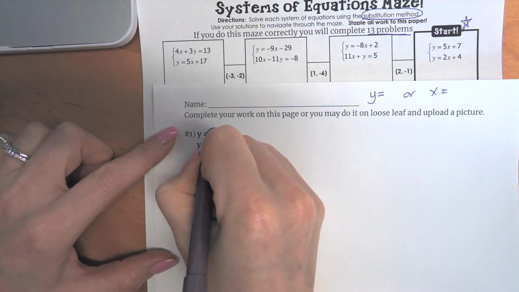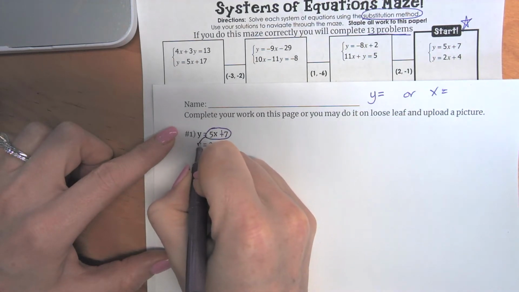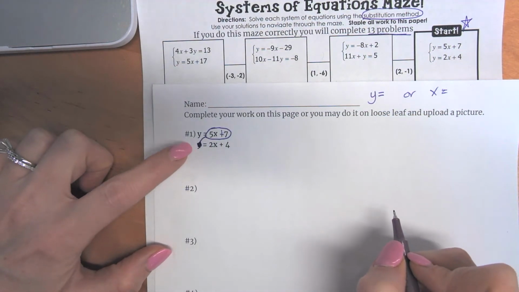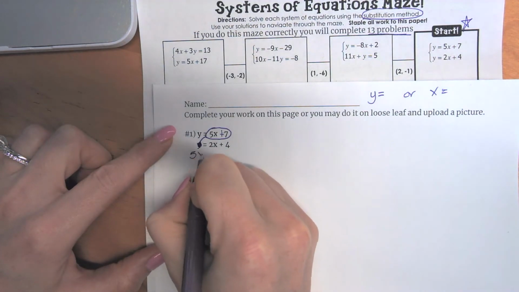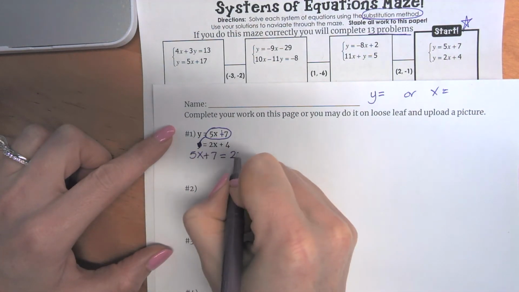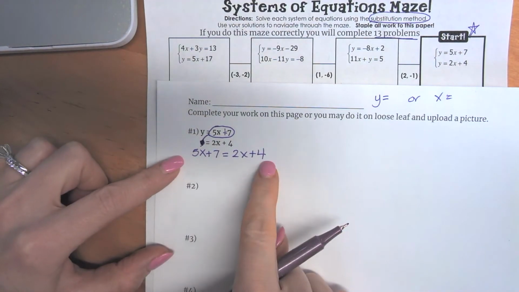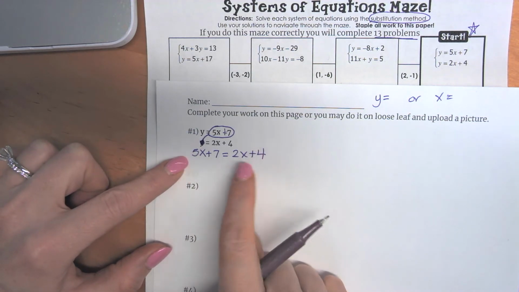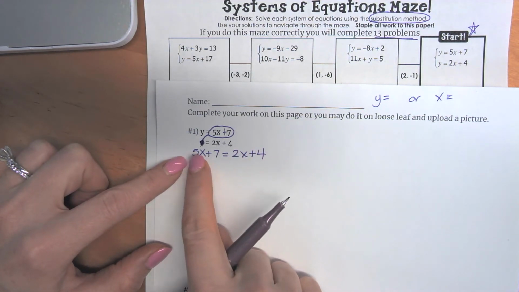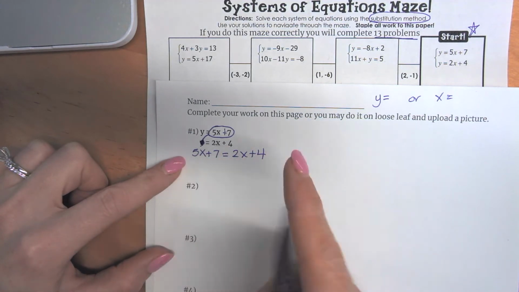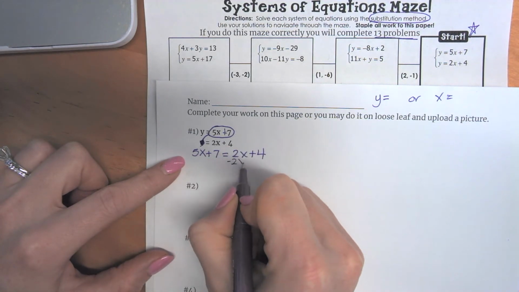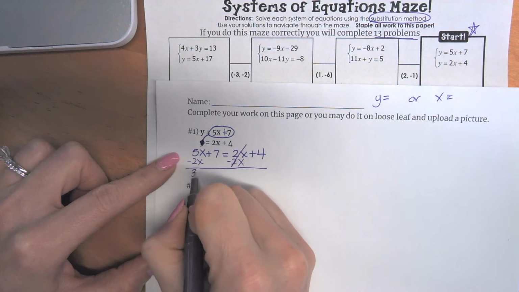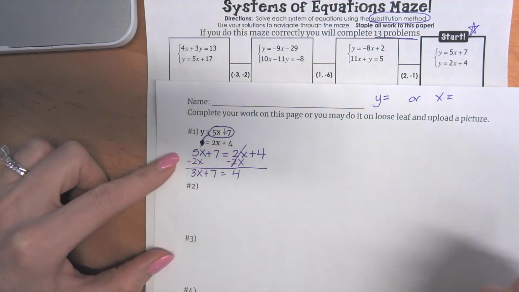Remember, substitution. I'm going to take this expression and substitute it in for y in this equation. So I'm going to basically replace that bottom y with 5x plus 7 and just rewrite the rest. Now the only variable you can solve for here is x. So we want to get our x's on the same side of the equal sign. You can bring 2x over here or 5x under here. I want to undo my 2x. This is a positive 2x, so I'm going to use my inverse operation and subtract 2x. I'm left with 3x plus 7 equals 4.